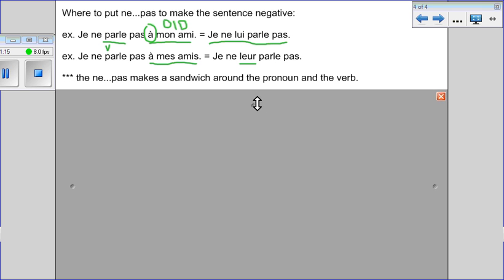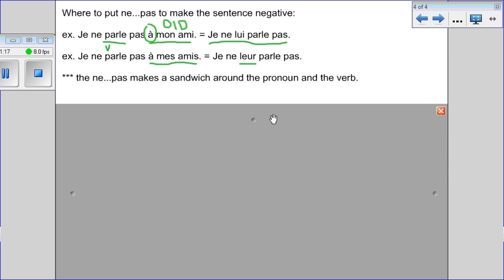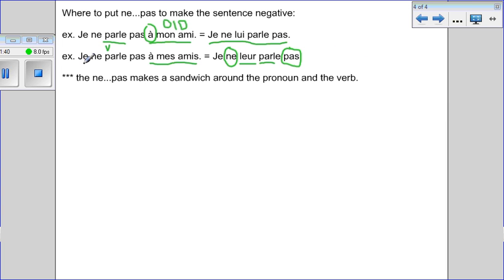Makes sense? So basically, to make a sentence negative, you want to have the ne pas make a sandwich around the pronoun and the verb, right? So the ne and the pas is making a nice pronom d'objet indirect and verb sandwich. And that is all for today. Alrighty.